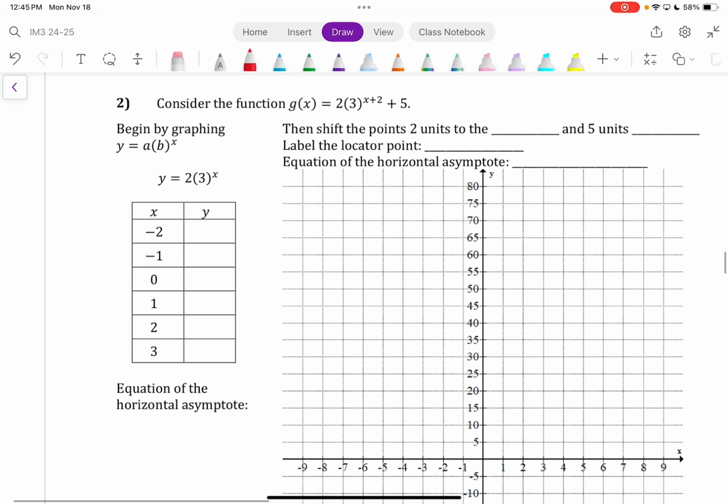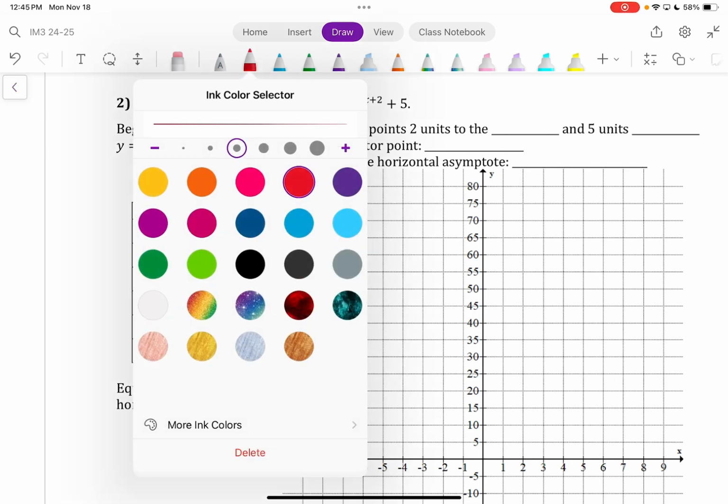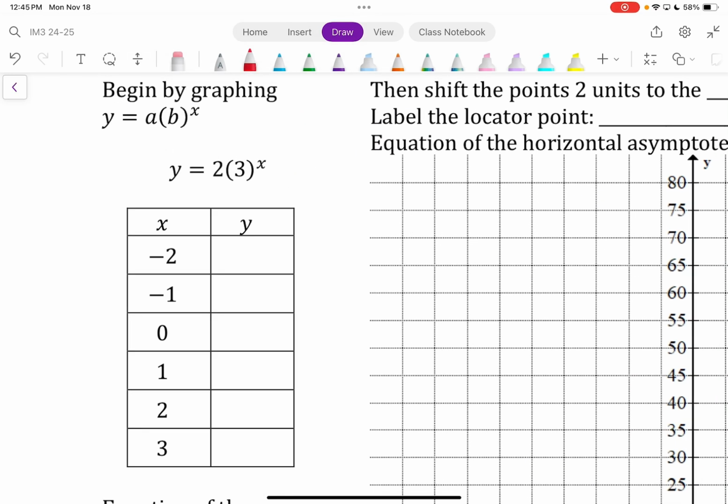Consider the function g of x equals 2 times 3 to the x plus 2 power plus 5. Begin by graphing the original function without any transformations. In the original function without any transformations, a is 2, b is 3. So a is 2, our starting value is 2. And we are multiplying by 3.